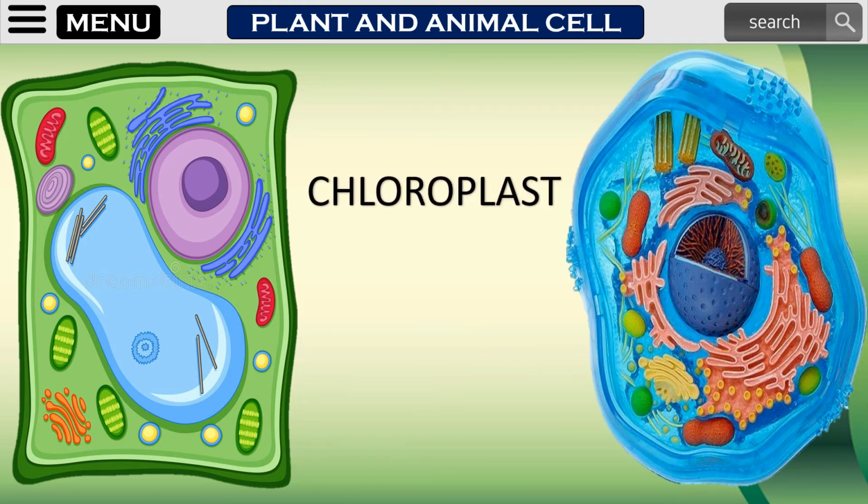Next, we have the chloroplast. Only the plant cell contains chloroplasts, which are needed for photosynthesis. Photosynthesis is the process wherein plants make their own food. This is the reason why animals depend on other organisms as food to obtain energy, because animals cannot make their own food.